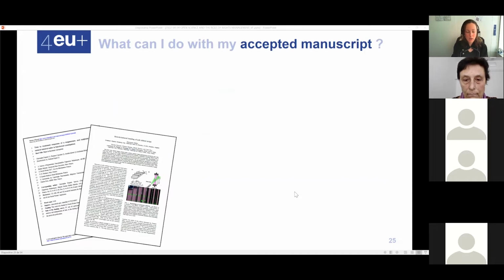Okay. So this was preprint. So now, what can you do with your accepted manuscript? Accepted manuscript, sometimes we talk about post-print version of your paper. It's the same. It's your author accepted manuscript. So here is some example. Basically it's your final work files on your computer.